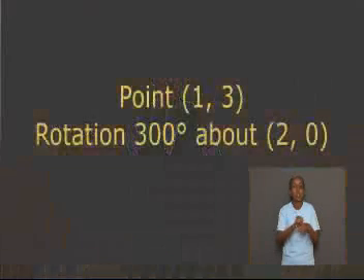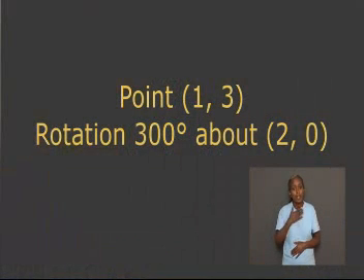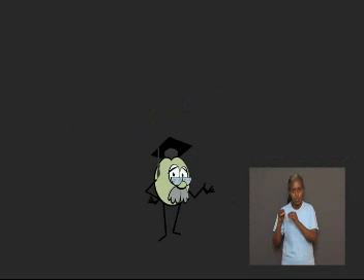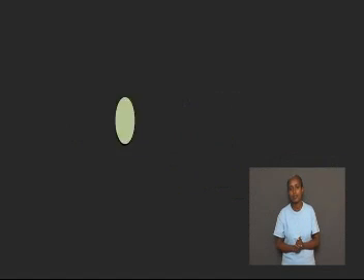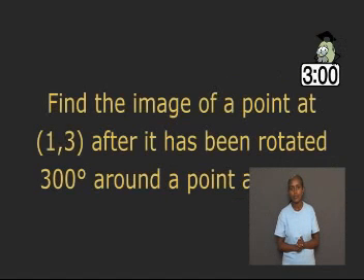We have just enough time for one more activity. Please find the image of a point at 1 and 3 after it has been rotated 300 degrees around a point at 2 and 0. Students, let's get ready. Begin.